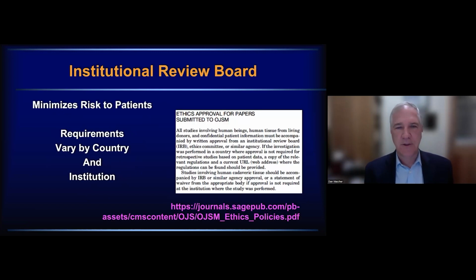It's important to get institutional review board approval. This can be onerous in some institutions, but it is important for patient safety. And the requirements can vary by country and institution, but this should be stated in your methods.